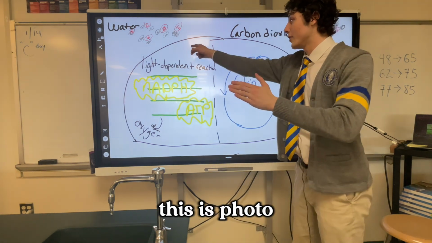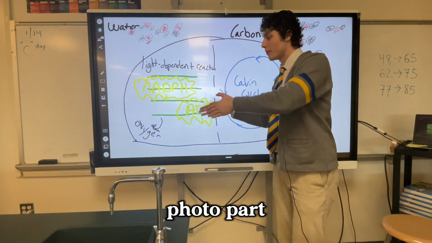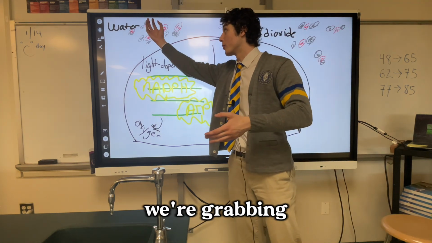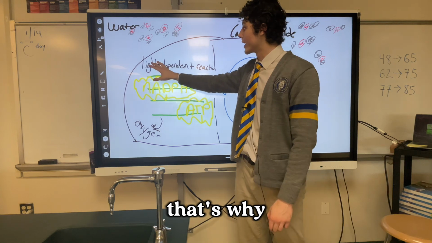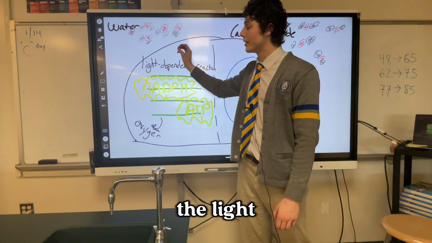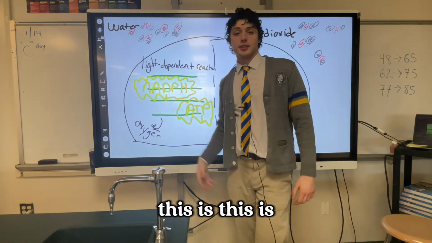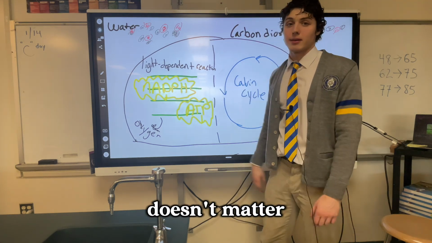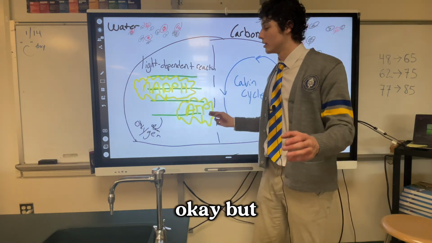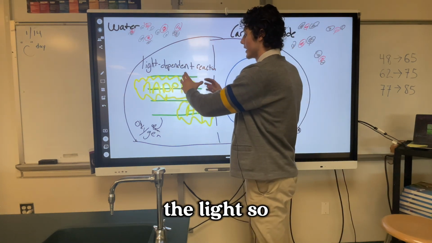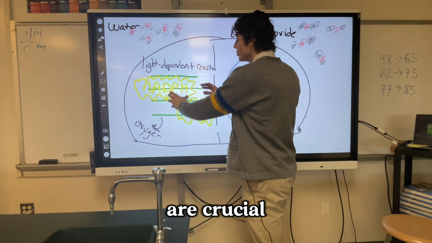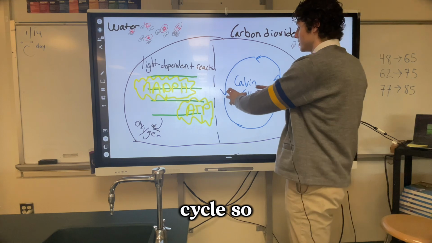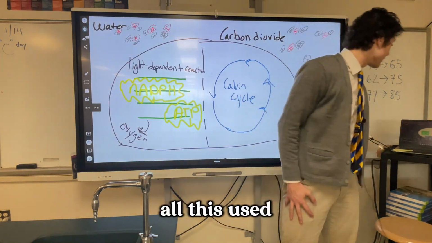Cut in half. Remember, this is photo, this is synthesis. In this photo part, oxygen is that byproduct, and we're grabbing these hydrogen atoms. It's coming down, and it's mixing with the light. That's why it is light dependent. We're depending on the light. Without the light, this is basura. It doesn't matter. It's garbage. But it's dependent on the light. So this light-dependent reaction is going to produce NADPH and ATP, and these are crucial for the Calvin cycle. So the next thing is, what is all of this used for?